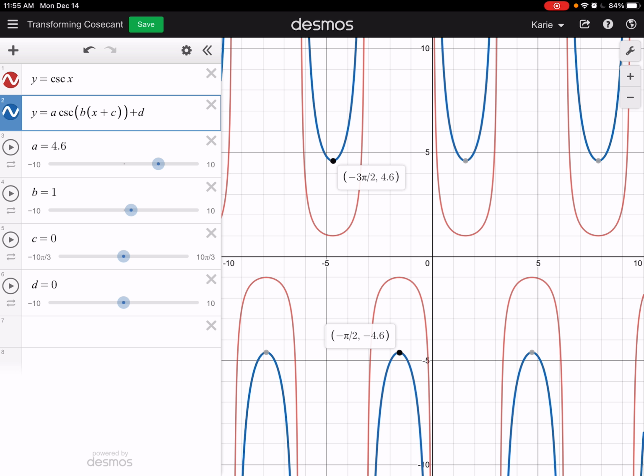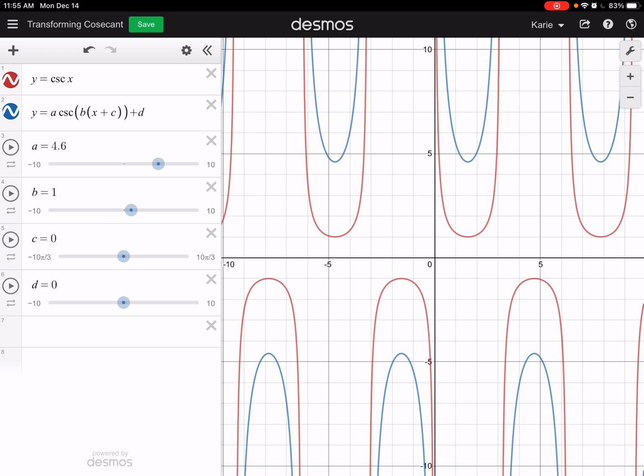That A value will stretch things. A value can stretch the gap. Okay, so it's going to go whatever that A value is. So in this one it was 4.6. So now it's going to have this relative minimum at negative 3 pi over 2, comma a positive 4. It's this one that I was looking at. And then we're going to have a relative maximum here at negative 4.6.